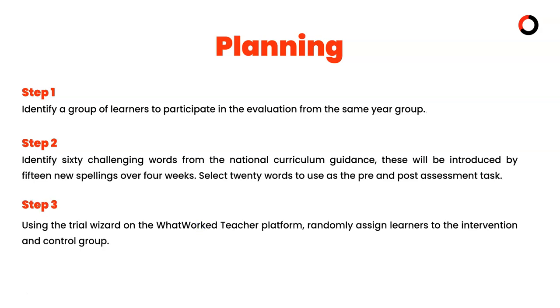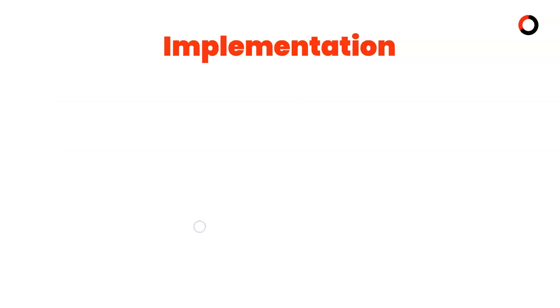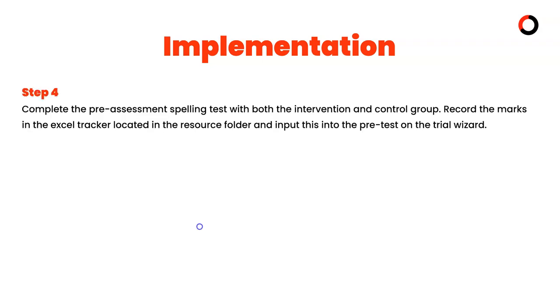Step 3, using the trial wizard on the What Works Teachers platform, randomly assign the learners to the intervention and the control group. So the implementation stage. Complete the pre-assessment spelling test with both the intervention and control groups. Record the marks in the Excel tracker located in the resource folder and input this into the pre-test on the trial wizard.